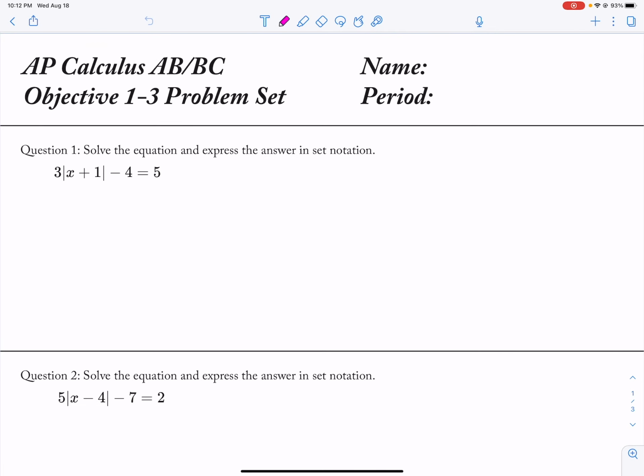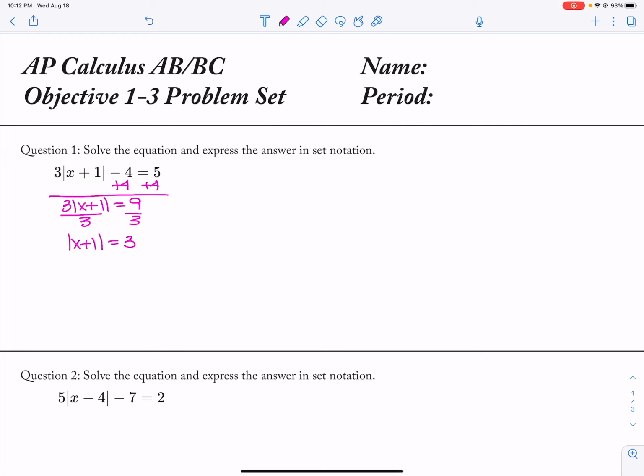Okay, so let's go ahead and take a look at this problem set. We're going to deal with some absolute value. When you solve absolute value equations, the first thing you need to do is isolate the absolute value. So I'm going to do that here. I'm moving the 4 to the other side, so then I can divide both sides by 3. So I'm getting the absolute value by itself.